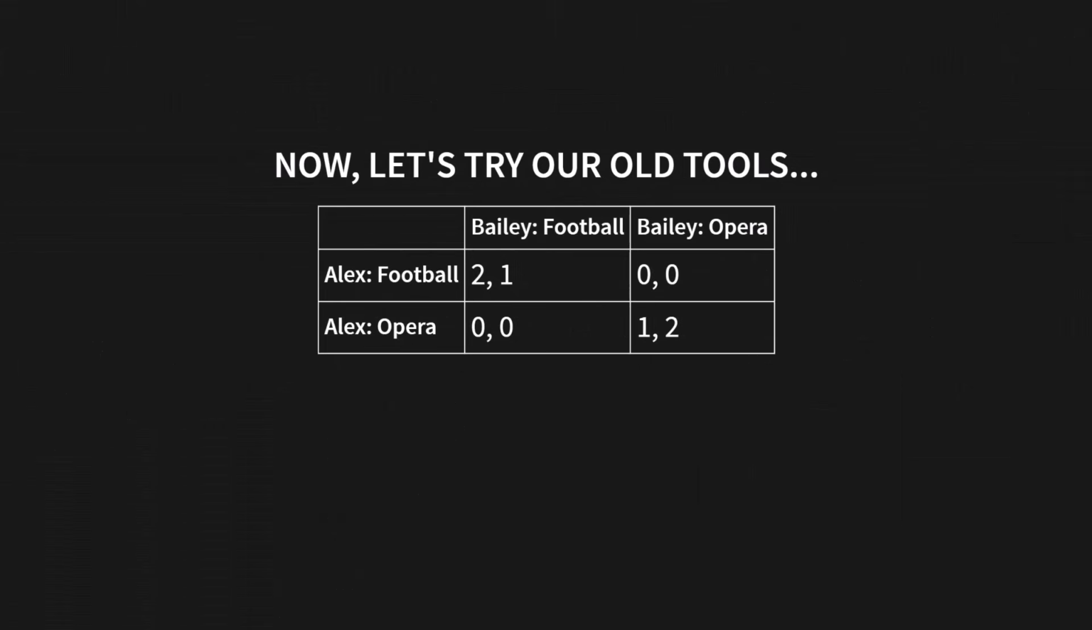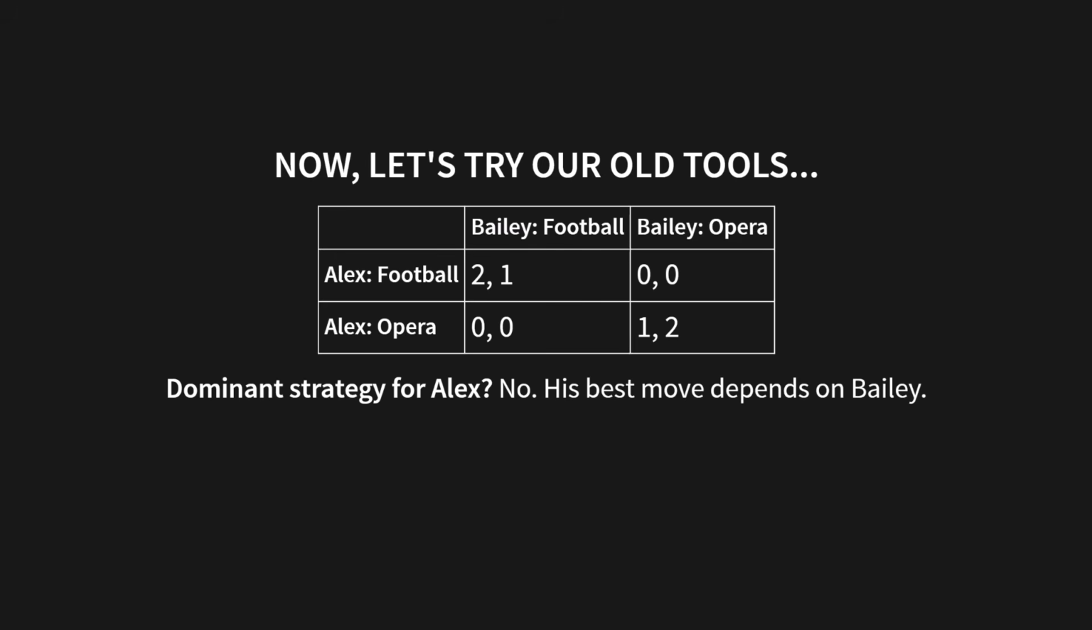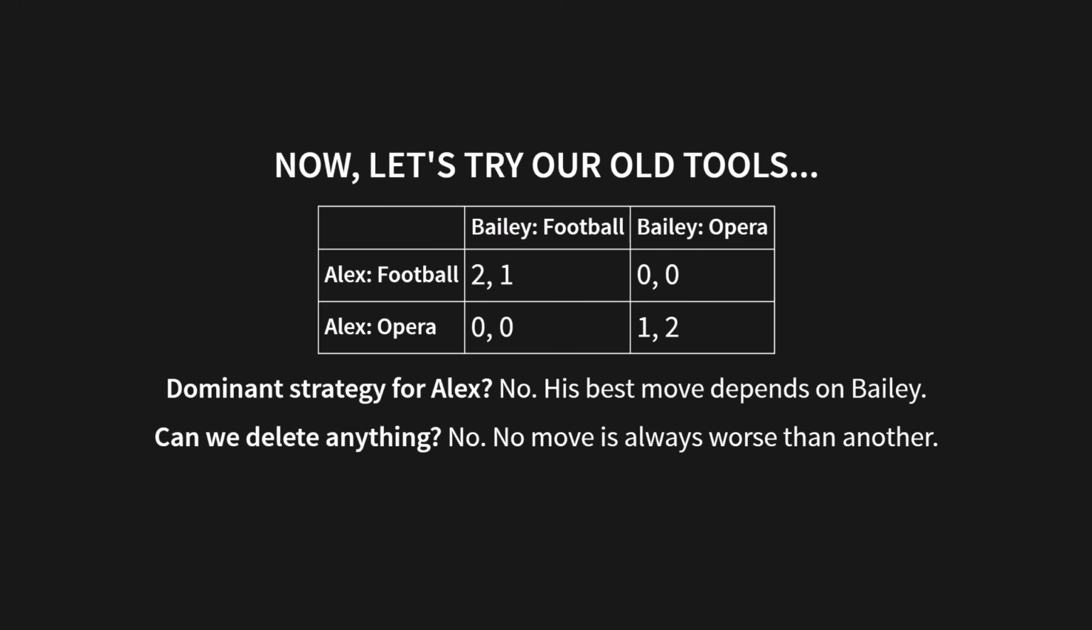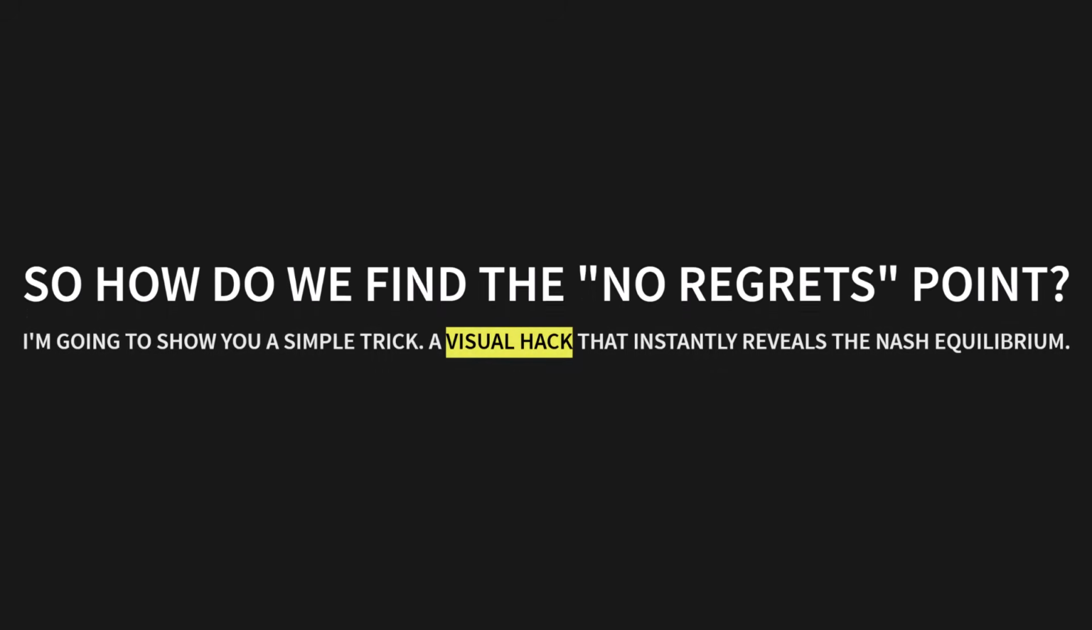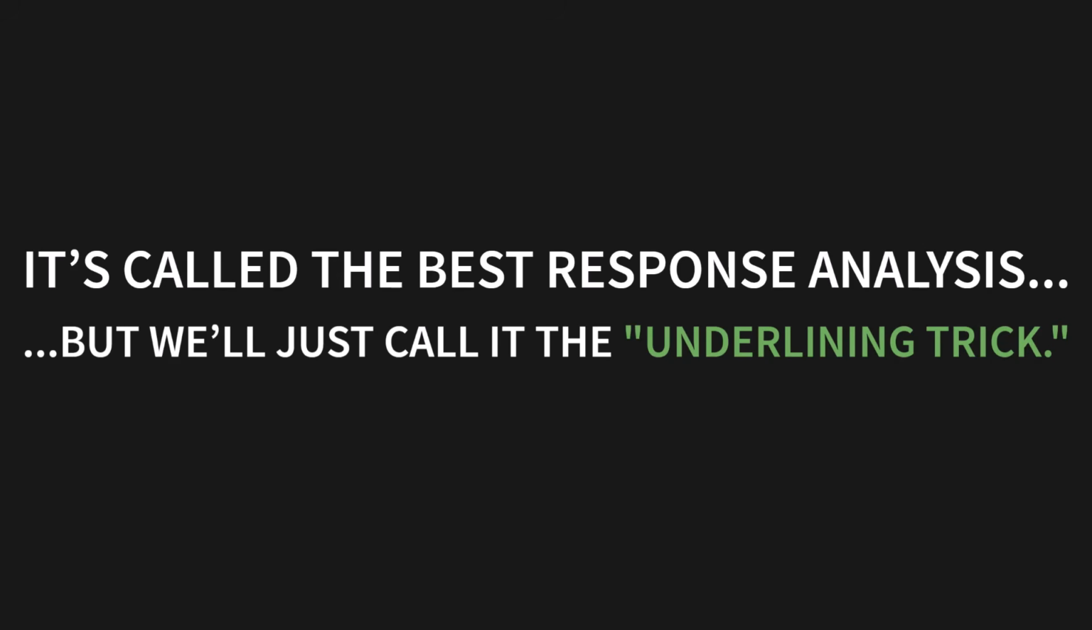Look at the board. Does Alex have a dominant strategy? No. His best move completely depends on what Bailey does. Can we delete anything? Nope. No move is always worse than another. Our first 2 tools are useless here. So how do we find the no regrets point? I'm going to show you a simple trick, a visual hack that instantly reveals the Nash equilibrium. It's called best response analysis, but we'll just call it the underlining trick.